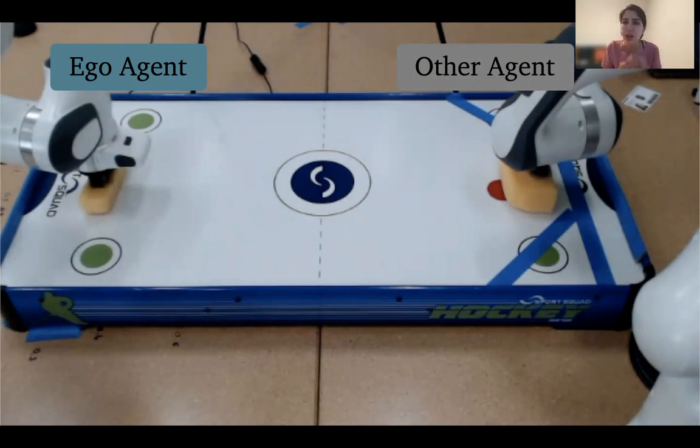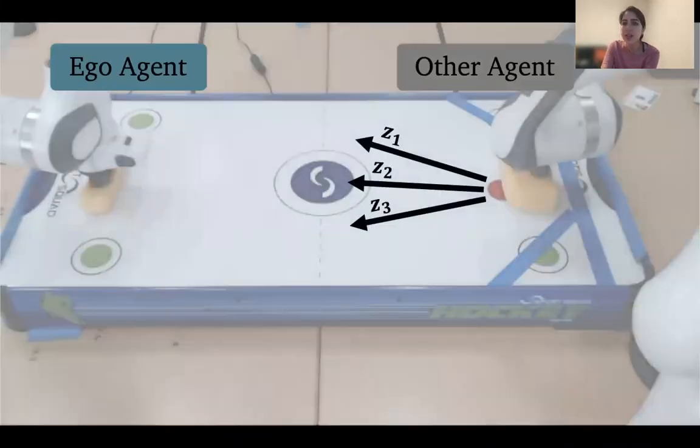The reason we're calling it the other agent is that the setup doesn't necessarily rely on cooperative or competitive settings. It can actually work in either setting. So let's just call it the other agent, as opposed to opponent or partner. They're trying to play a game of air hockey. This other agent is not a learning agent. It has a policy, which is basically the joint velocities of the robot. But at the high level, what the robot is trying to do is push the puck either to the center, left, or right.